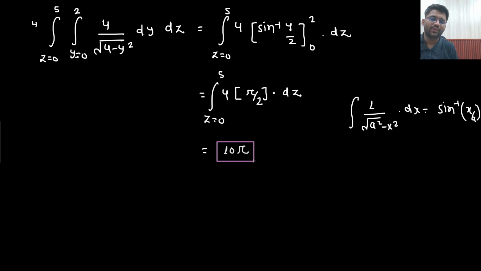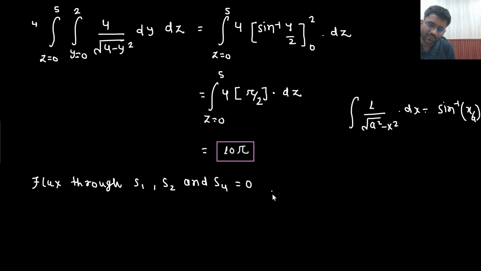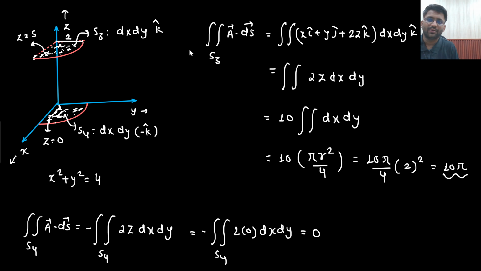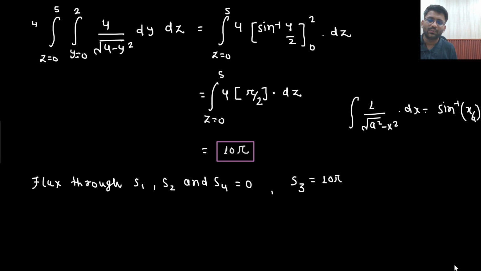Okay. So flux through different surfaces we have seen. Flux through S1, S2 and S4. What was that? 0. And flux through S3 was 10 pi, right? Flux through S3 was 10 pi only. And through S5 as well it is 10 pi only. So what will be the total flux passing?